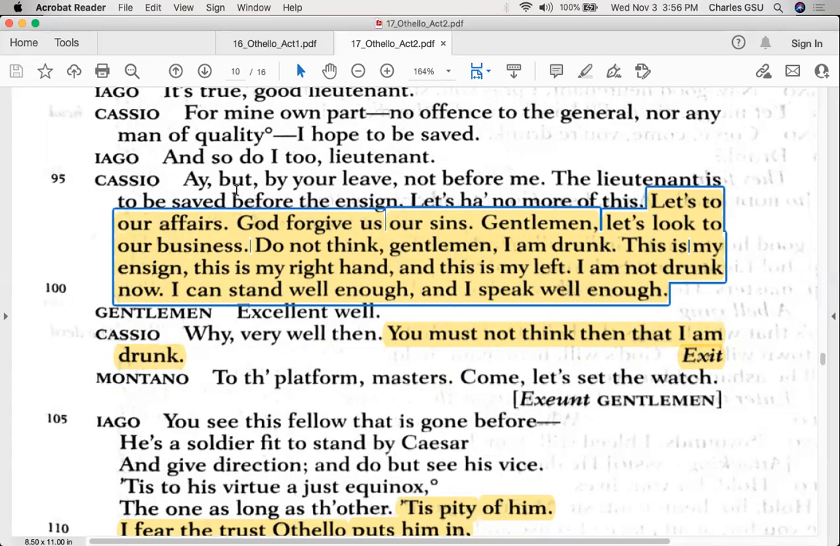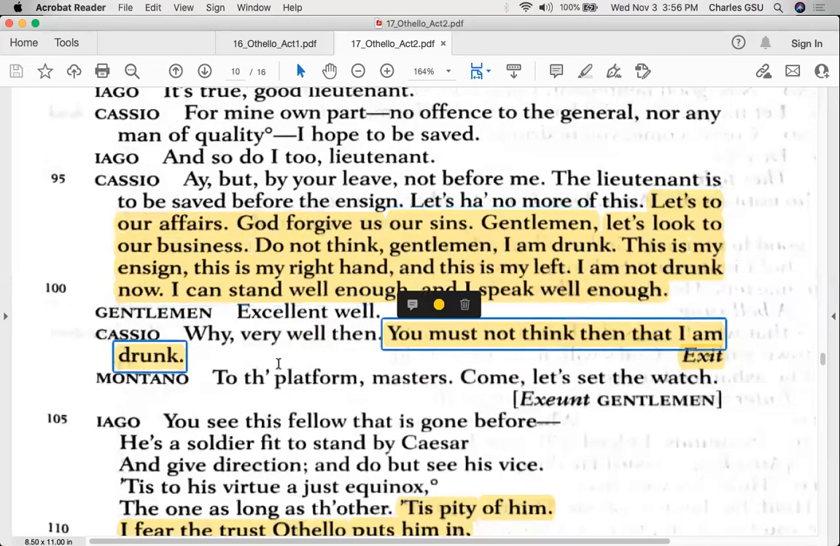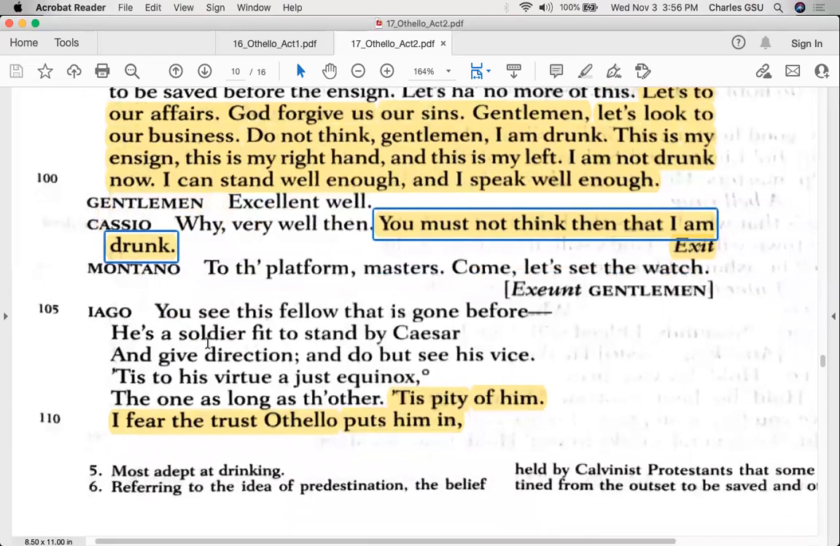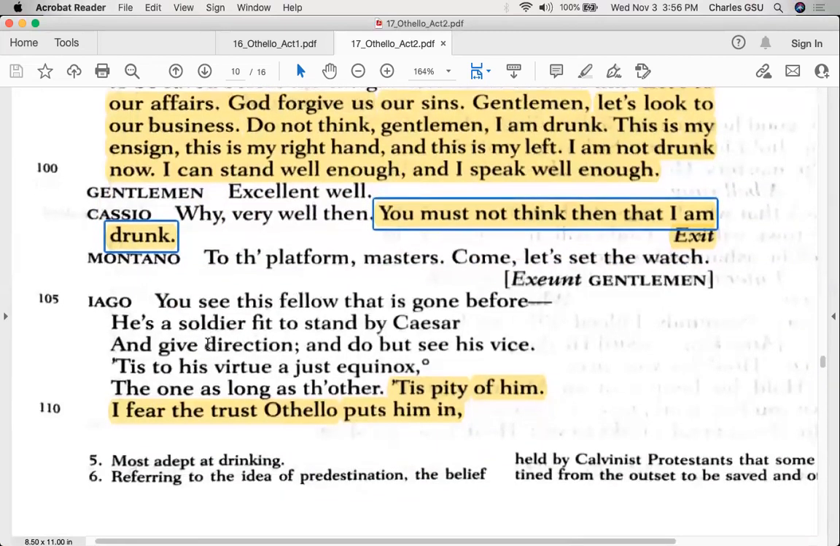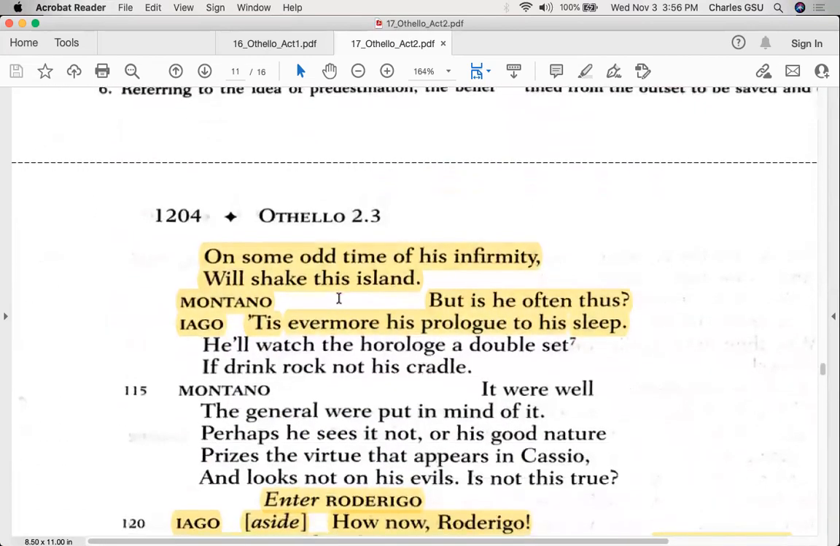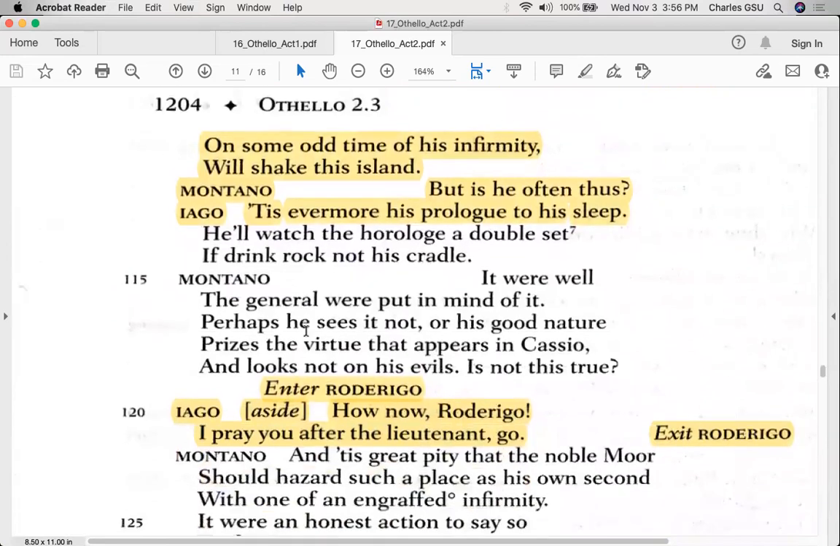If you've ever been around people who are actually drunk, you'll know that it's common for them to announce that they're not drunk. But we can all tell, those of us who are sober, that in fact they are drunk. You must not think that I am drunk. And then he leaves. And then Iago basically signals, once Cassio has left the stage, to have Roderigo track him down and basically start a fight.